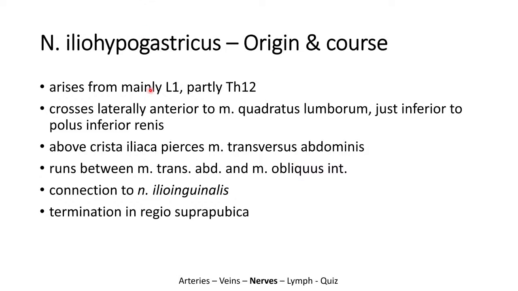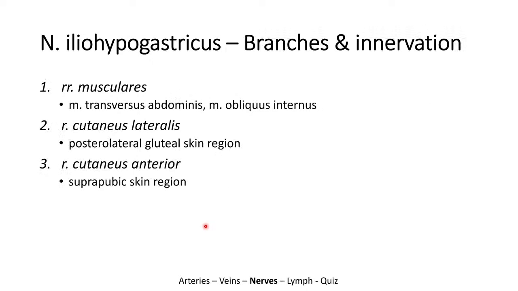Then, we already said it will run between musculus transversus abdominis and musculus obliquus internus. It will have sometimes, or actually quite often, connections to the ilioinguinal nerve and terminate in the suprapubic region, and will supply it, innervating it somatosensory.